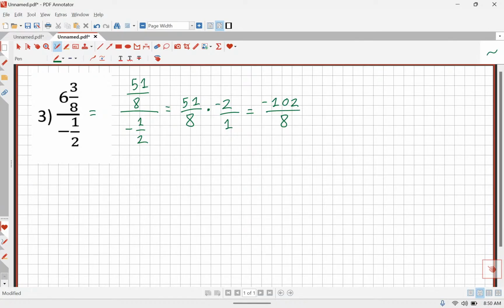Beautiful. Does that reduce, Tice? Do those have any factors in common? Yes, they have 2. That's okay. Because that'll turn into negative 51 over 4. Which, again, you can leave that way. That is totally, totally fine.